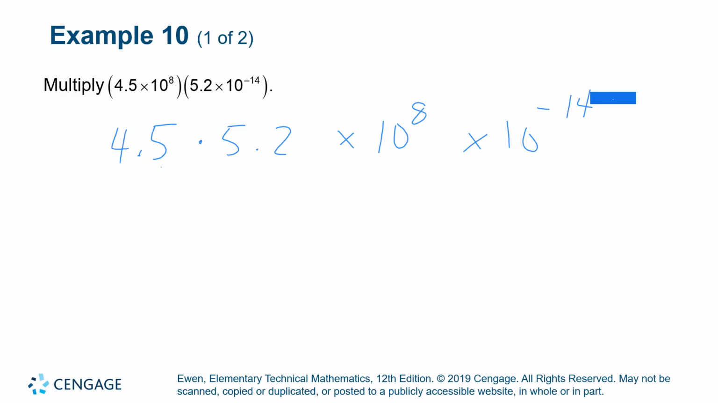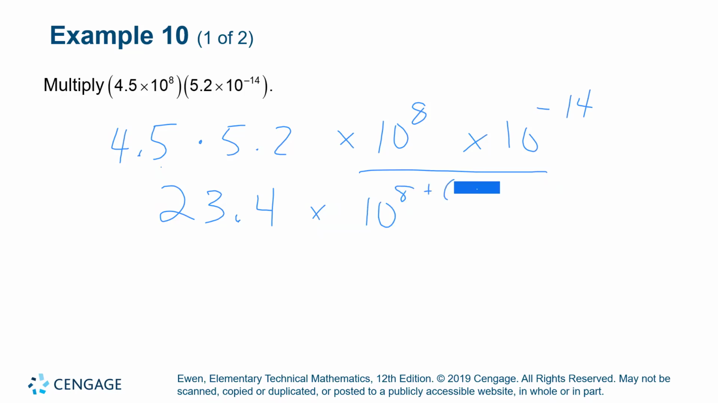Then you're going to go to your calculator and do 4.5 times 5.2, and that gives you 23.4. And then for these two, you're going to multiply them. Here, you're going to use the product rule. So this will give you times 10 to the power 8 plus negative 14.